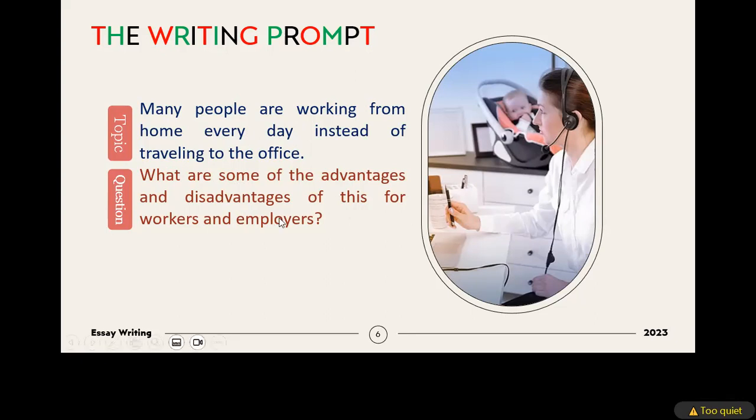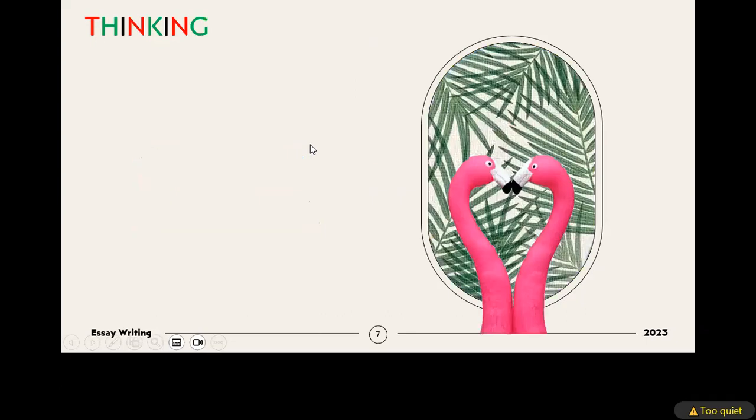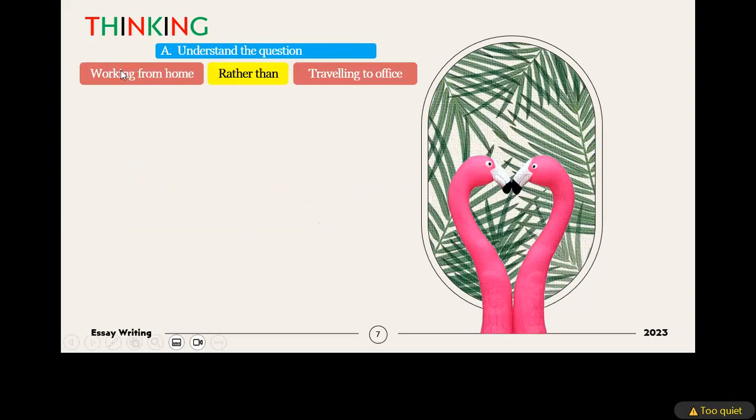Even if you spend 10 minutes, guys, well, I'm going to the extreme here. So 10 minutes is a long time, but do spend from 2 to 3 minutes, because if you don't understand the prompt, you will never produce a clear answer. Okay, now understand the question. Okay, now here we have working from home rather than traveling to office. Well, this is the topic that I'm going to write about. It is working from home rather than traveling to office.